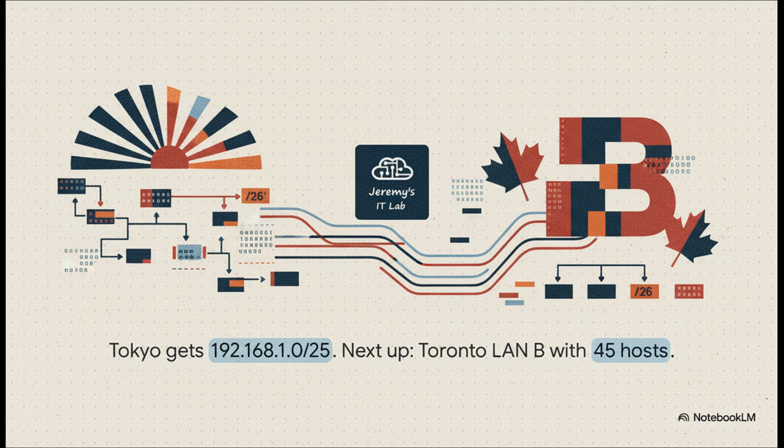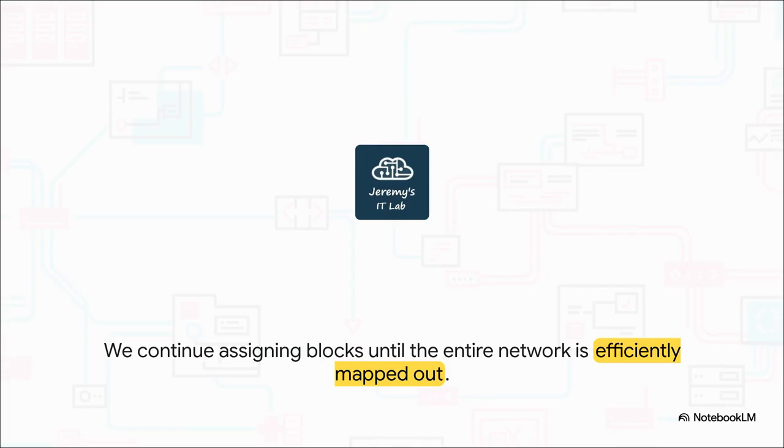So what's next on our list? That would be Toronto LAN B, which needs 45 hosts. Starting at the very next available address, we assign it a /26 prefix. That gives it 62 usable addresses, a perfect fit with a little room to grow. And we just keep going right down the list.